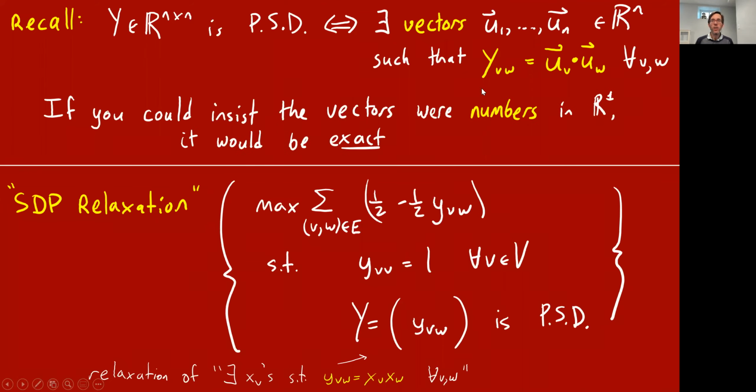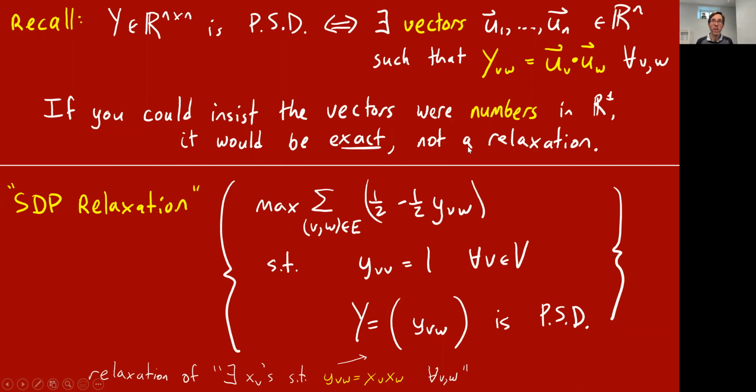Now, what's interesting here, you can look back at this claim that this SDP condition is a relaxation of this goal that there should exist numbers xv such that yvw equals xv xw. If we could somehow insist that these vectors be one-dimensional vectors, i.e. numbers, then this PSD condition would be exactly equivalent to what we're shooting for. And if we had this exact condition about numbers xv, this would exactly be capturing the max cut problem. But alas, we cannot solve that program in polynomial time.